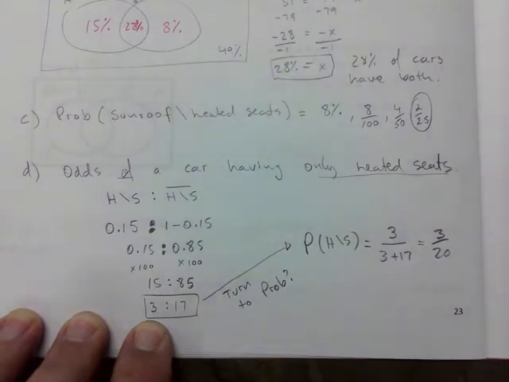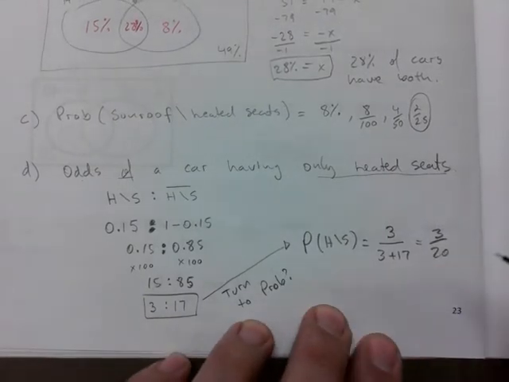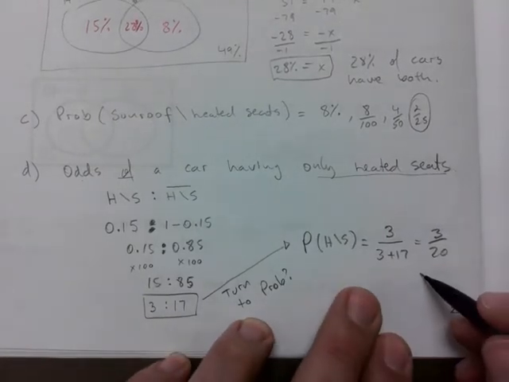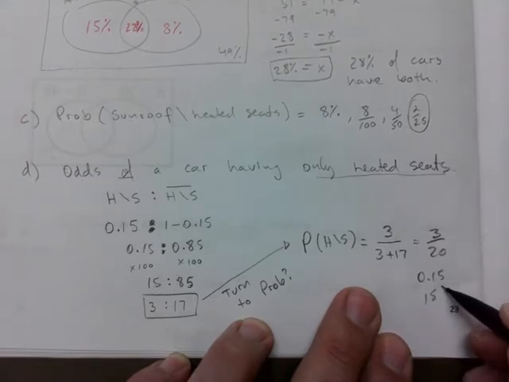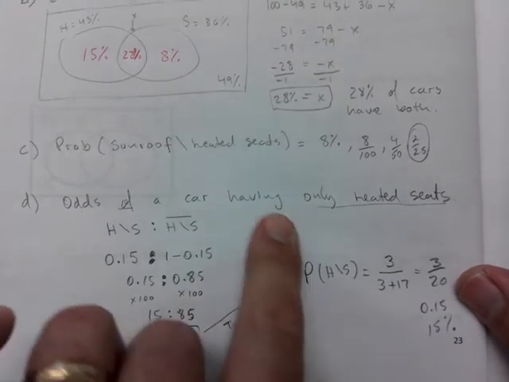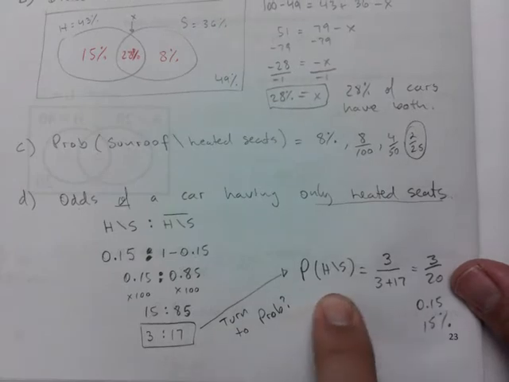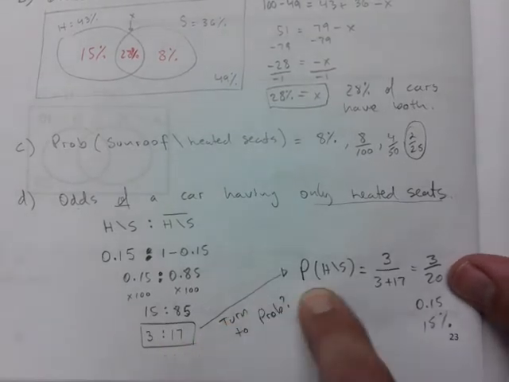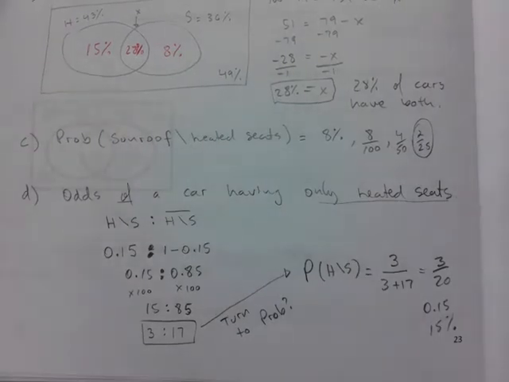Okay. So you've got that. By the way, 3/20, if you turn that into a decimal, will be 0.15 or 15%, which is all confirmed by our Venn diagram. Okay, I just want to make sure you always understand that there's a way to get from one to the other, just like that. Okay.